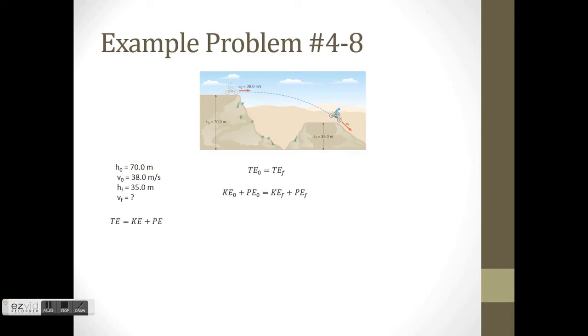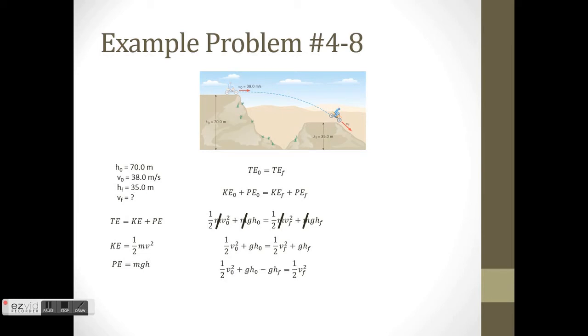We can make use of total energy initial equals total energy final. So kinetic energy plus potential energy initial equals kinetic energy plus potential energy final. There's what kinetic energy and potential energy look like: 1/2 mv initial squared plus mgh initial equals 1/2 mv final squared plus mgh final. All of the m's cancel out. The mass of the biker doesn't really matter. So I get this equation: 1/2 v initial squared plus gh initial equals 1/2 v final squared plus gh final.